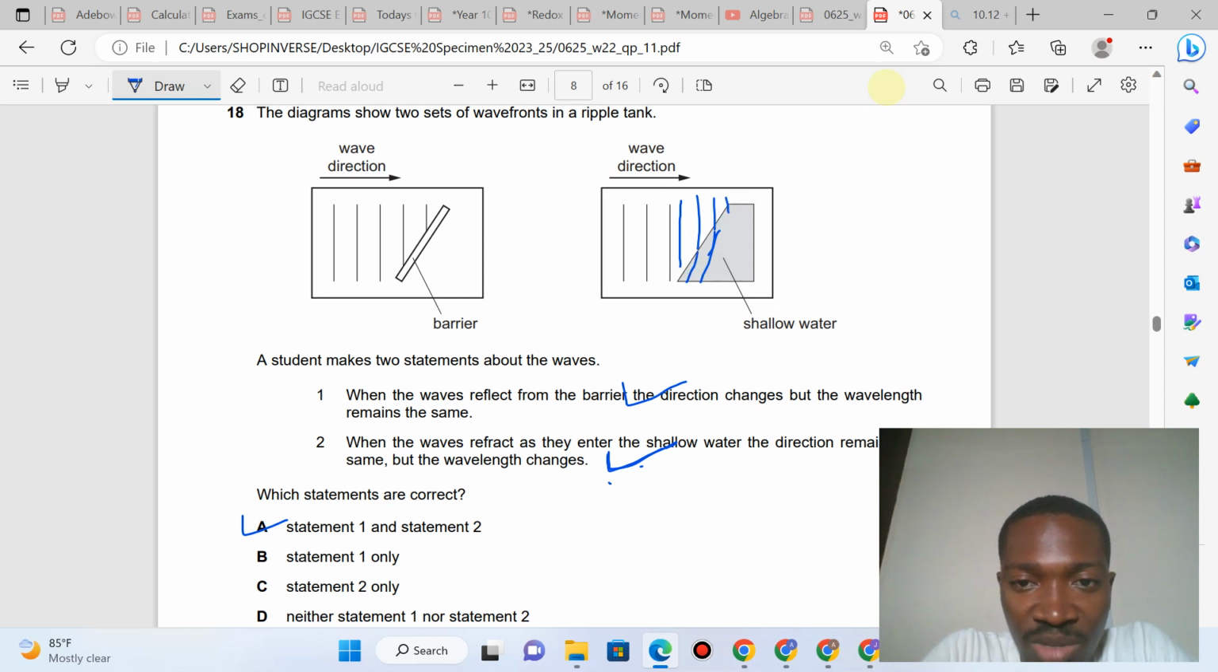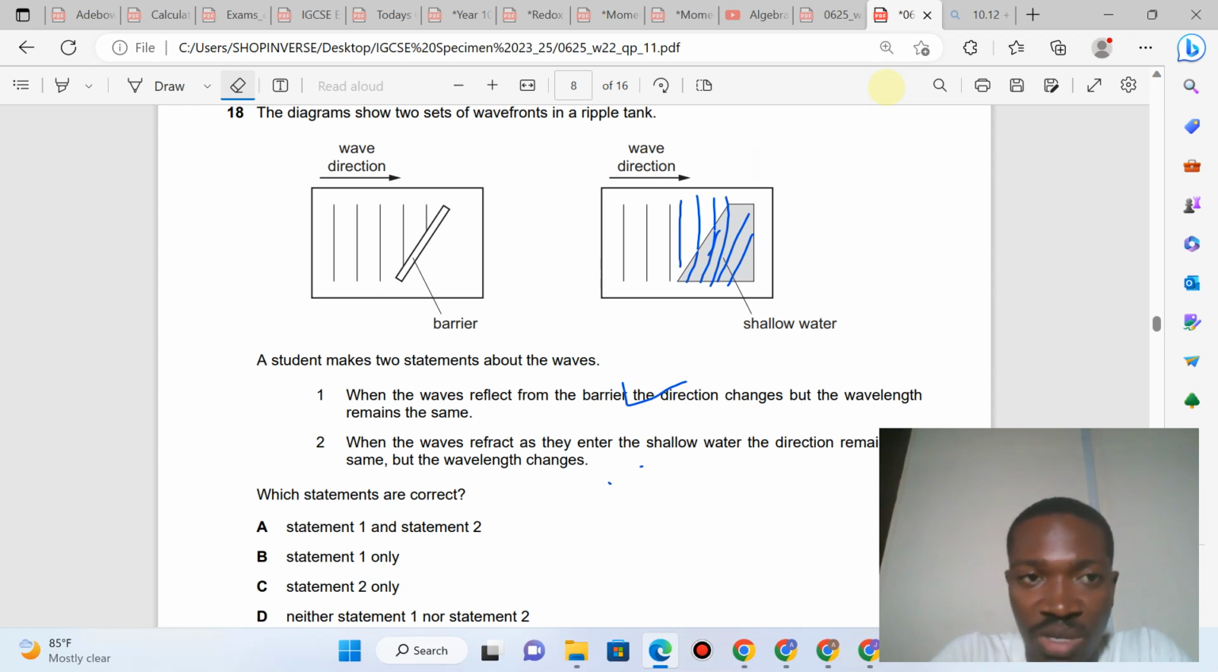So this one emerges this way. So the direction would actually change. Okay, so this second one is not correct. So it's only the first one that is correct. During the reflection of waves, the direction changes, but the wavelength remains the same, and that is reflection.